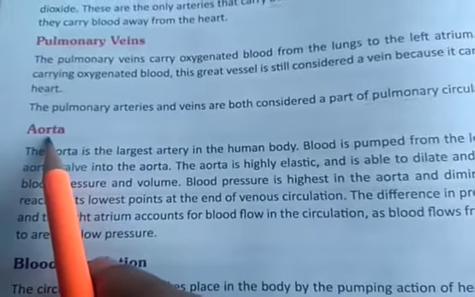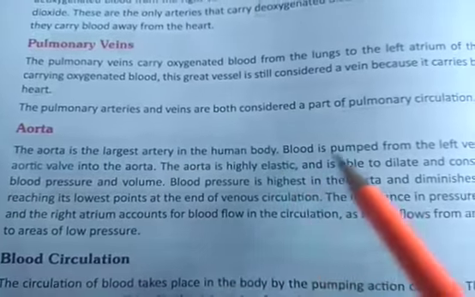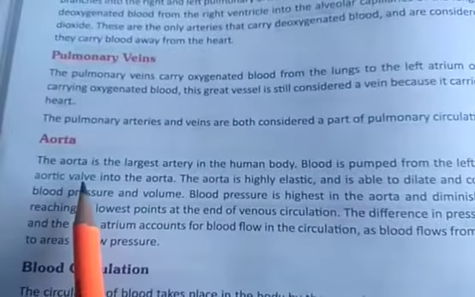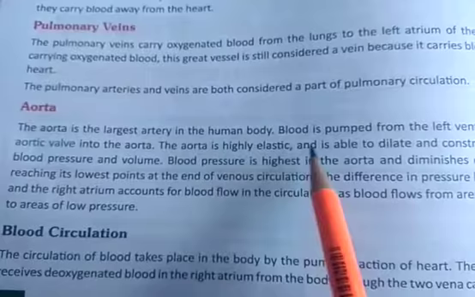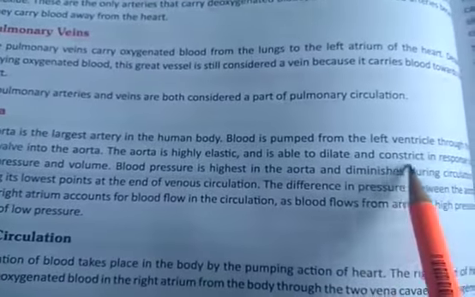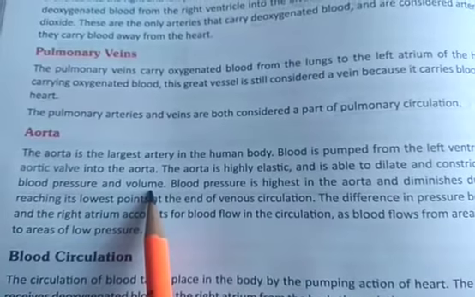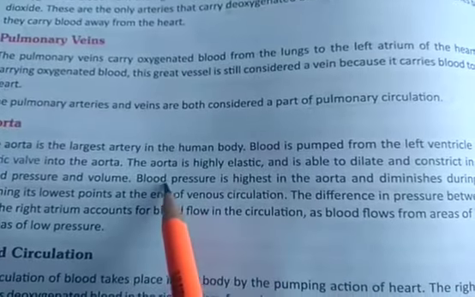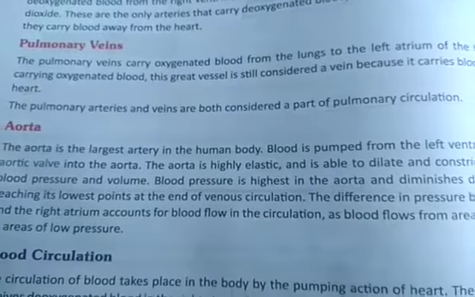Then we have the aorta. The aorta is the largest artery in the human body. Blood is pumped from the left ventricle through the aortic valves into the aorta. The aorta is highly elastic and is able to dilate and constrict in response to blood pressure and volume. Blood pressure is highest in the aorta. Now let us see why the blood pressure is highest in the aorta. Let us see the figure.